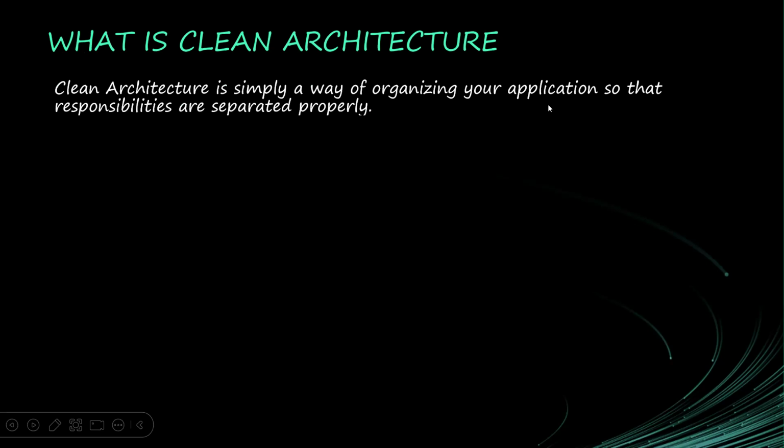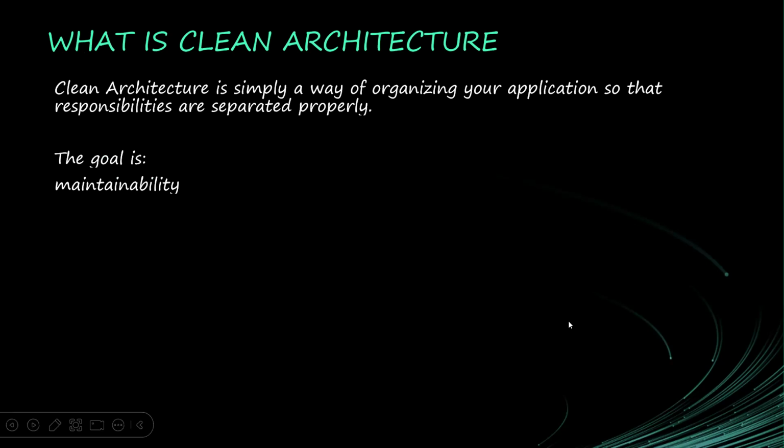Clean architecture is simply a way of organizing your application so that responsibilities are separated properly. So you're separating concerns. There's something we call separation of concerns. You're organizing your application based on the responsibilities they are going to carry. Okay. So the goal here is maintainability. Guys, when we talk about maintainability, it is real.